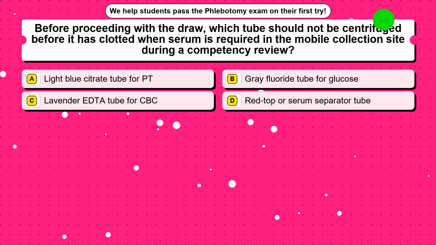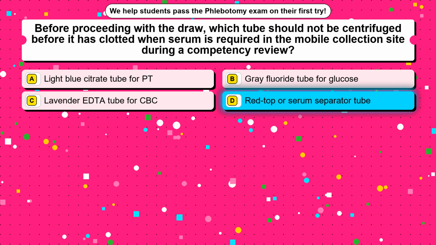Question 96. Before proceeding with the draw, which tube should not be centrifuged before it has clotted when serum is required in the mobile collection site during a competency review? Option A, light blue citrate tube for patient. Option B, gray fluoride tube for glucose. Option C, lavender EDTA tube for CBC. Option D, red top or serum separator tube.